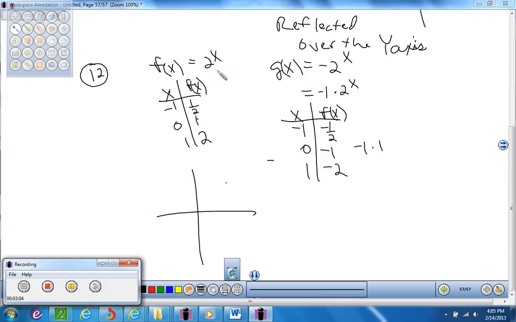Alright, so for 2^x, 0, 1 will be my intercept. Then at 1, I'm up at 2. Okay, then at negative 1, I'm down at 1/2. So that's our growth again.